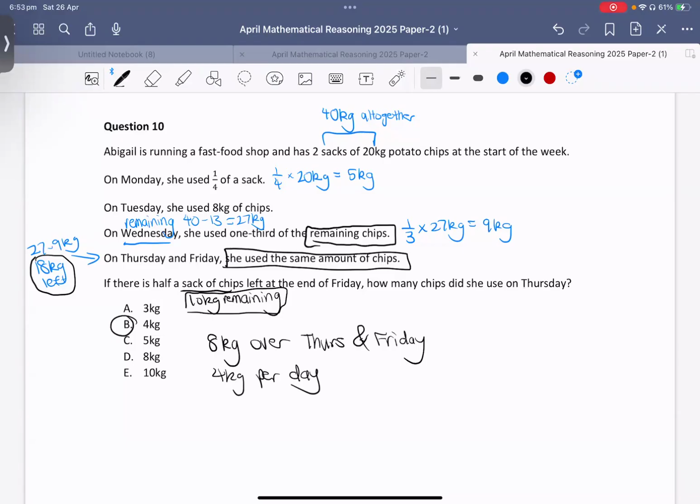Okay. Let me clarify quickly what I've just done there. So at the end of Wednesday, she had 18 kilos left. And then at the end of Friday, there was 10 kilos left. That means we used 8 kilos over the Thursday and the Friday. And we know we used the same amount, meaning that we must have used 4 kilos per day. Okay, hopefully that makes sense.